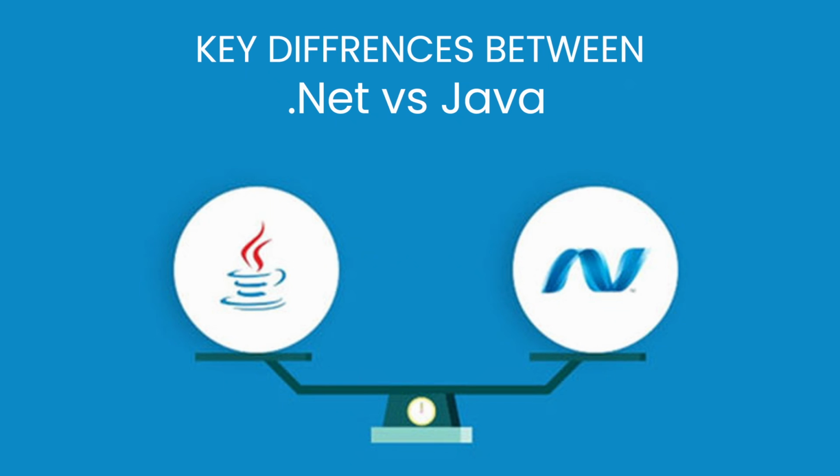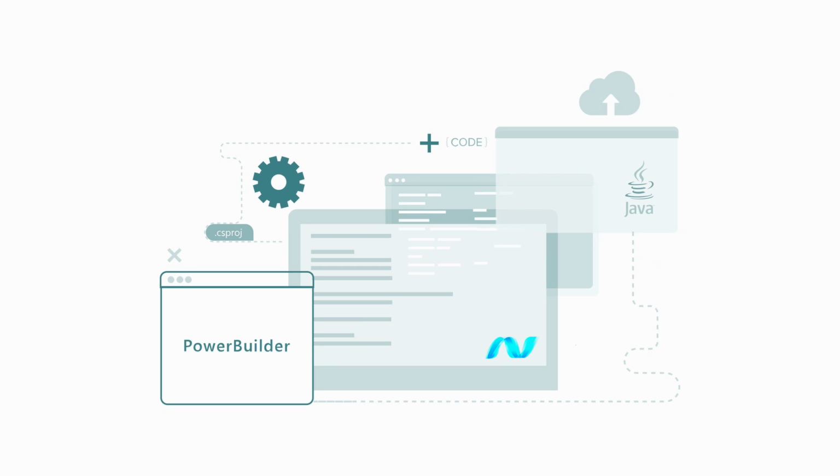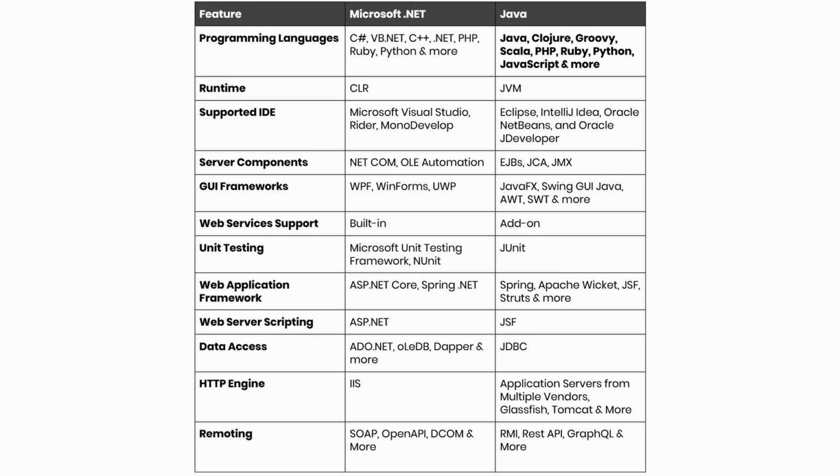Now let's see key differences between .NET versus Java. The first major difference as we speak is Java is a programming language, and .NET is a framework. Let's have a look at other points which will help you compare and determine the outcome. Here are a few key differences between the two.